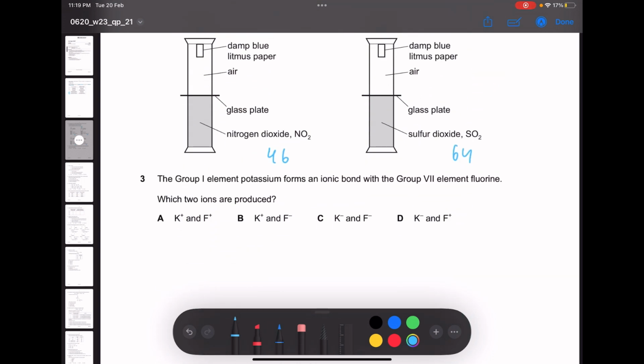Question 3. Group 1 element potassium forms an ionic bond with group 7 element fluorine. Which two ions are produced? So potassium, which is in group 1, is going to lose one electron, so it's going to have K+, so we can rule out C and D. Group 7 element fluorine is going to have a charge of -1, so we will have B. B is the answer: K+ and F-.